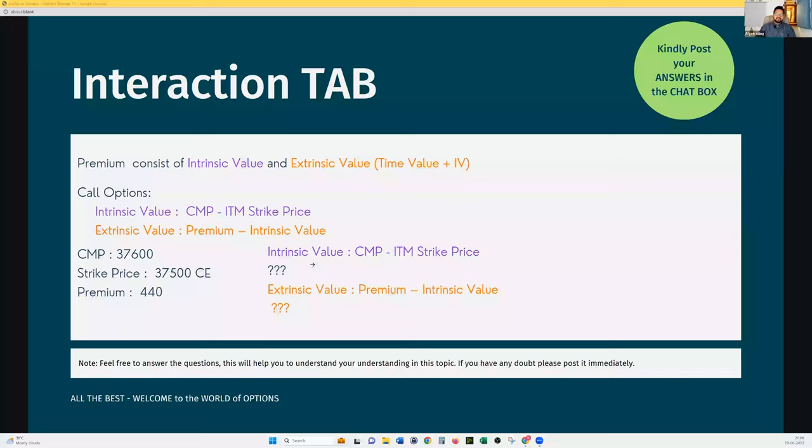340 is the intrinsic value? No, the intrinsic value is 100. Now we can see the difference here is 100. So 100 will be the intrinsic value, and the extrinsic value will be 340. Intrinsic value will be 100, extrinsic value will be 340. Super. Good. Nice.